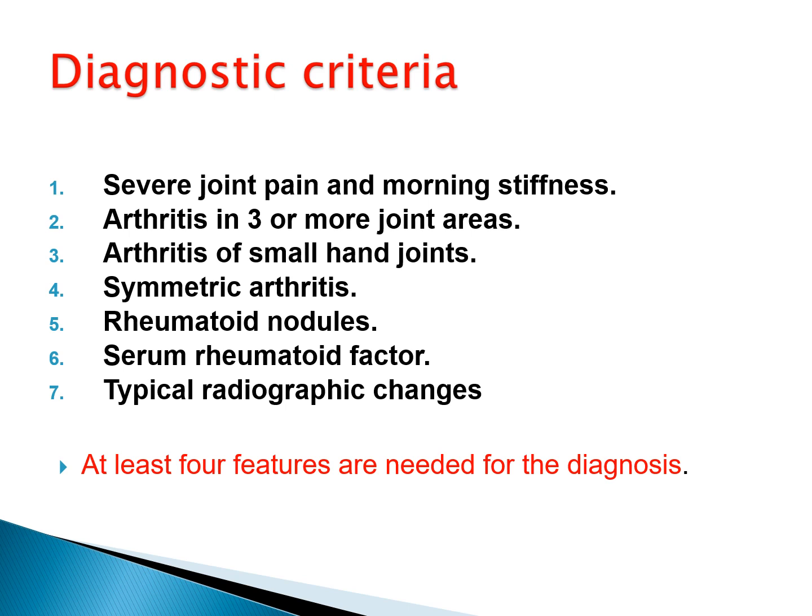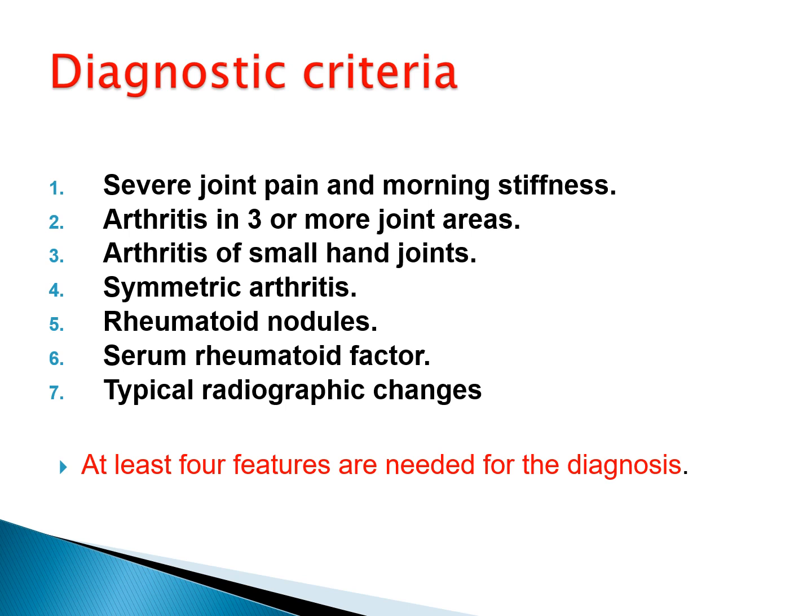We should have the swelling, the hotness, and the redness, the cardinal signs of inflammation. So multiple joints should be affected in order to diagnose rheumatoid arthritis. This is not the case in osteoarthritis, where we could only have one joint involved.